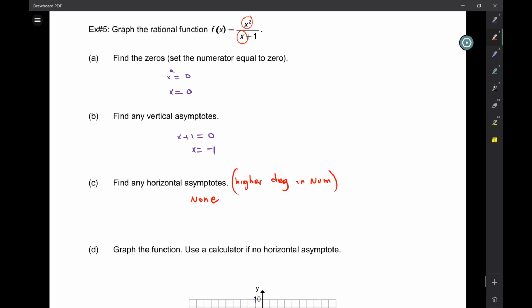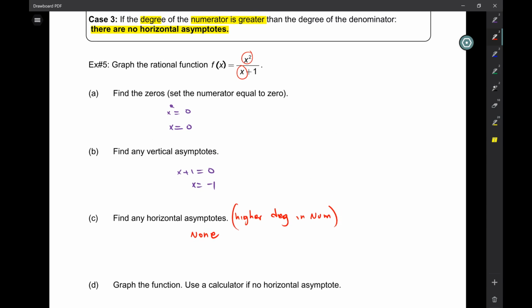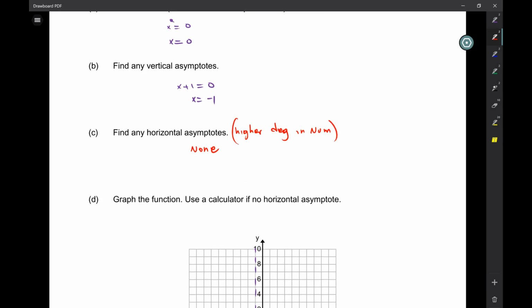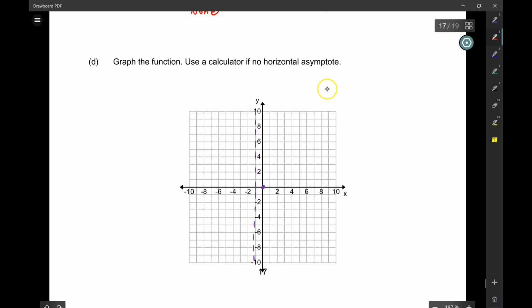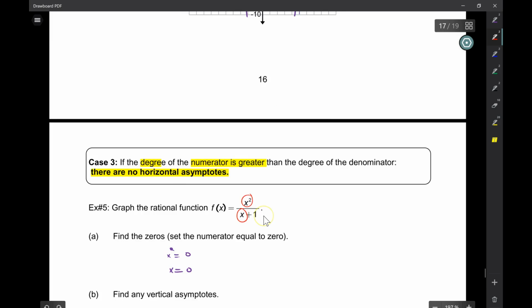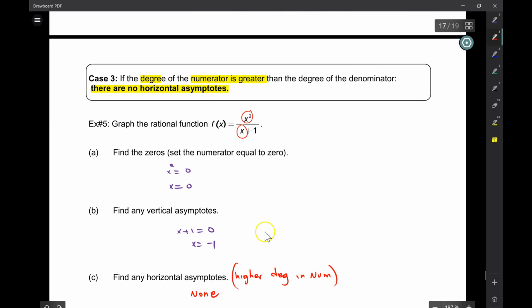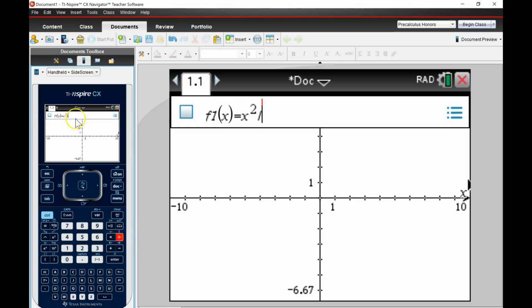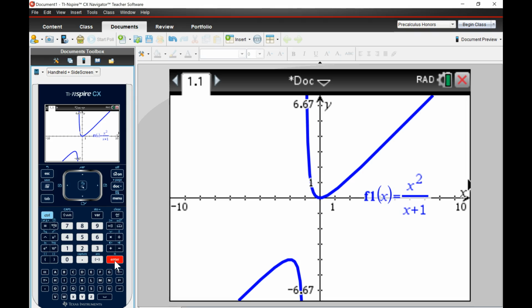Now, for this one, we're actually going to use the calculator to graph. All right? Let me turn mine on. Biggest pitfall is students don't put parentheses where you need to. So it's x squared over x plus 1 in parentheses. Let's put that in. X squared over x plus 1 in parentheses. And we're going to graph. And that's what it looks like.